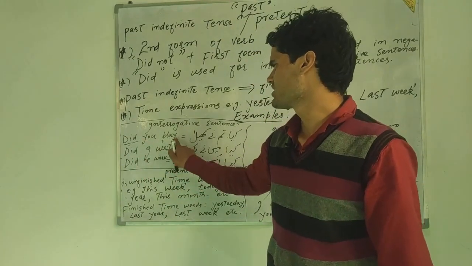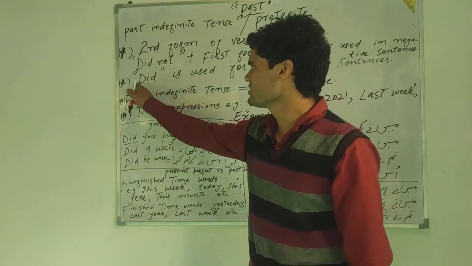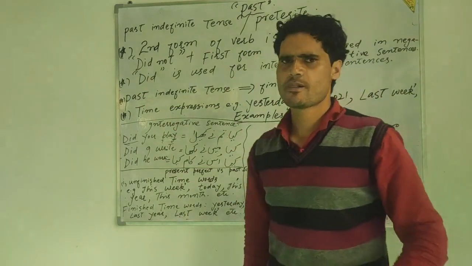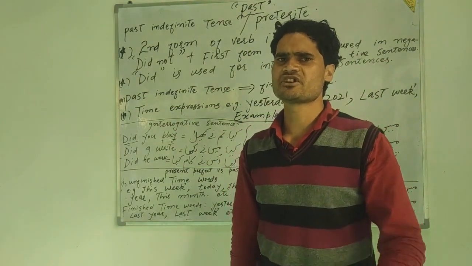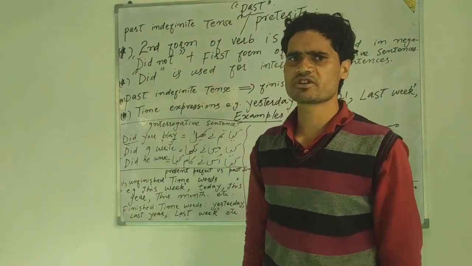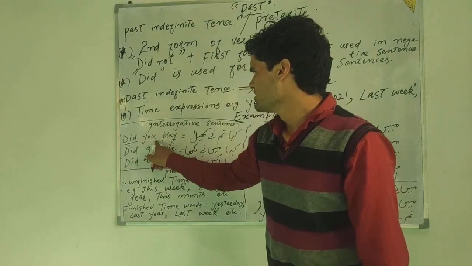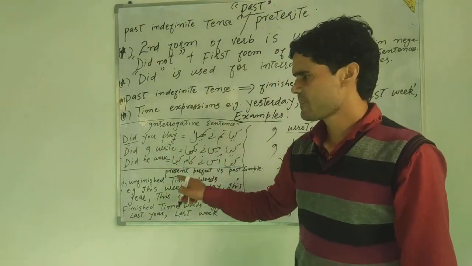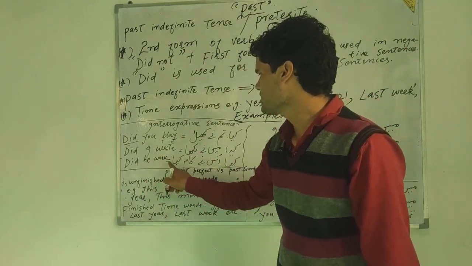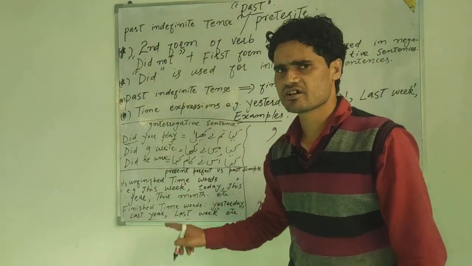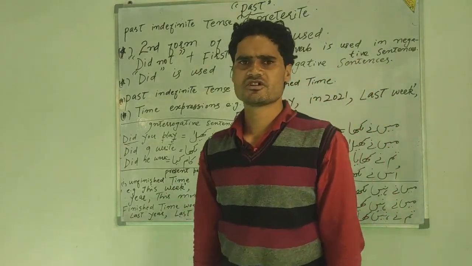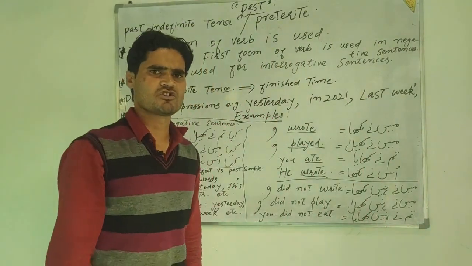Here, did you play? It will become did you play. It is clearly written here: did is used for interrogative sentences. If you are to make a sentence of interrogative nature, then you have to put did at the beginning of the sentence. Did you play? क्या तुमने खेला? Did I write? क्या मैंने लिखा? Did he work? क्या उसने काम किया? These are some interrogative sentences, sentences in which we ask a question.